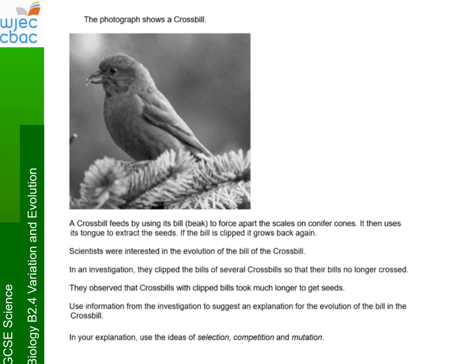So scientists were interested in the evolution of the bill of the crossbill, and in an investigation, which seems quite cruel, they clipped the bills of several crossbills so that their bills no longer crossed. They observed that the crossbills with clipped bills took much longer to get seeds. Use this information from their investigation to suggest an explanation for the evolution of the bill in the crossbill. In your explanation, use the idea of selection, competition, and mutation. Pause the video and see if you can write down an answer that will give you 4 marks for this.